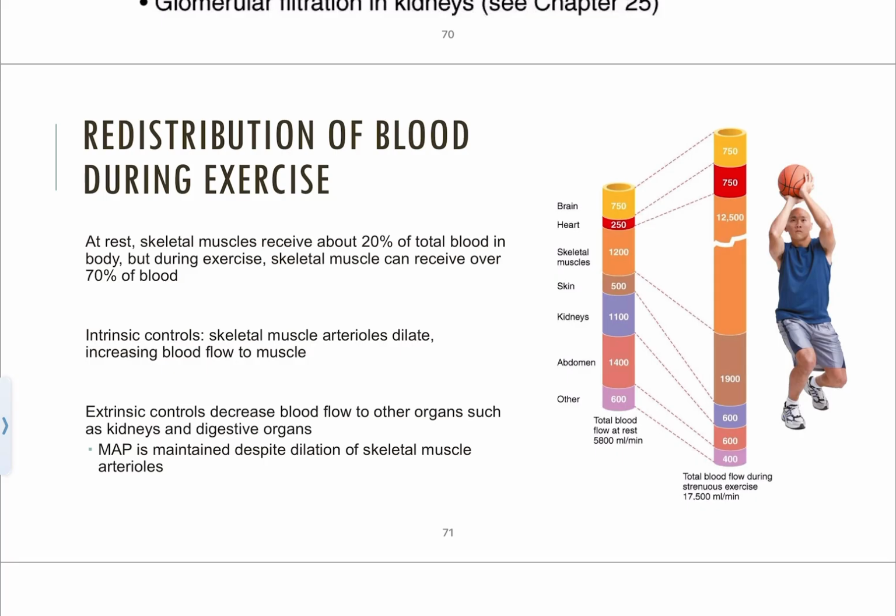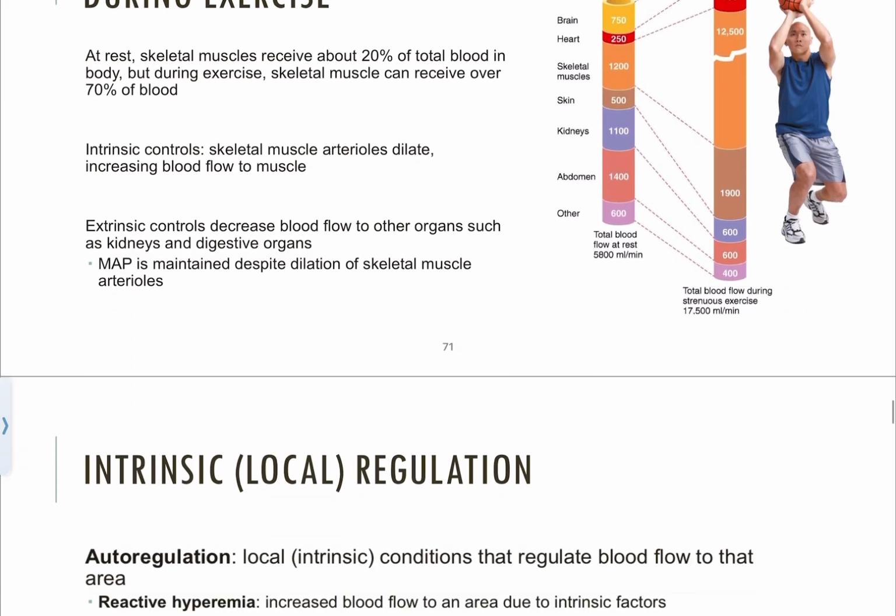If we're talking about which controls are at play, well, both. So we have our intrinsic controls that can act locally at our skeletal muscle arterioles and help them dilate. And if we are dilating our local arterioles, we can increase that blood flow to that skeletal muscle. Our extrinsic controls are going to act to help decrease the flow to other organs, like I mentioned, so our digestive system and our urinary system or our kidneys, helping to maintain that mean arterial pressure despite the dilation of the skeletal muscle arterioles.